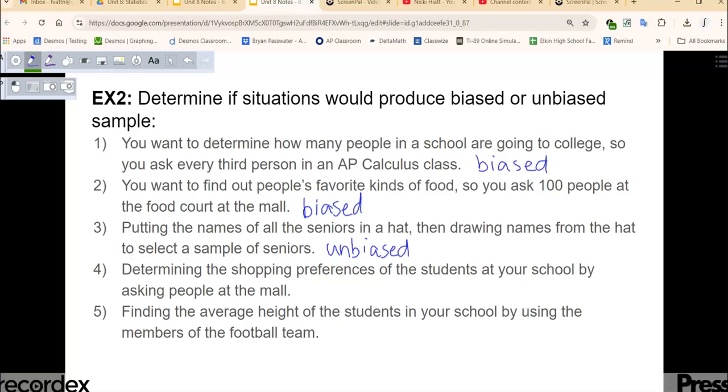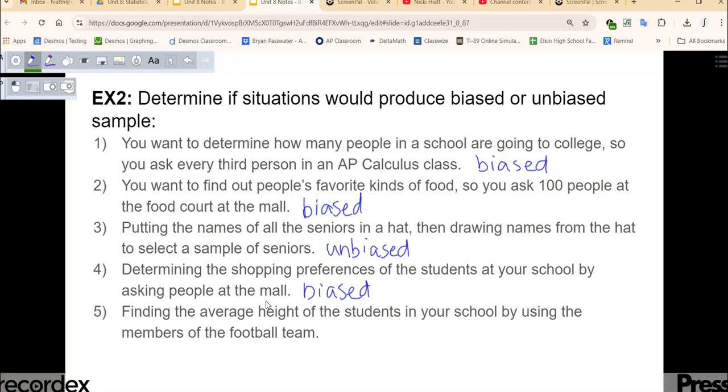4, determining the shopping preferences of the students at your school by asking people at the mall. Again, about anything that happens at the mall or at a specific place that nobody goes to, or not everybody goes to, would not be a good way to go about it. So this would be a biased sample here. This would exclude groups of people. Your Walmart shoppers would not be at the mall, possibly. You wouldn't be getting a good sample of everyone.